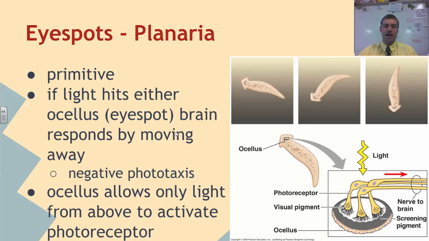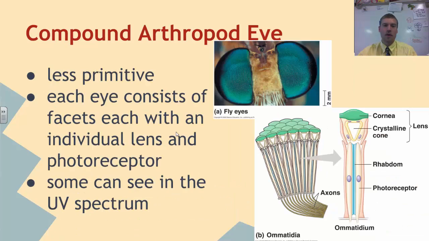Now, one of the things that the ocellus does is it basically only allows light from above to activate the photoreceptor, as opposed to light coming from any particular direction, which is good. And all these things do is they just recognize light or not light. They don't have anything else. They may have a little bit of gradation in terms of how much light they can respond to, but they're not going to be able to focus on anything. The next one that we have is the compound arthropod eye.